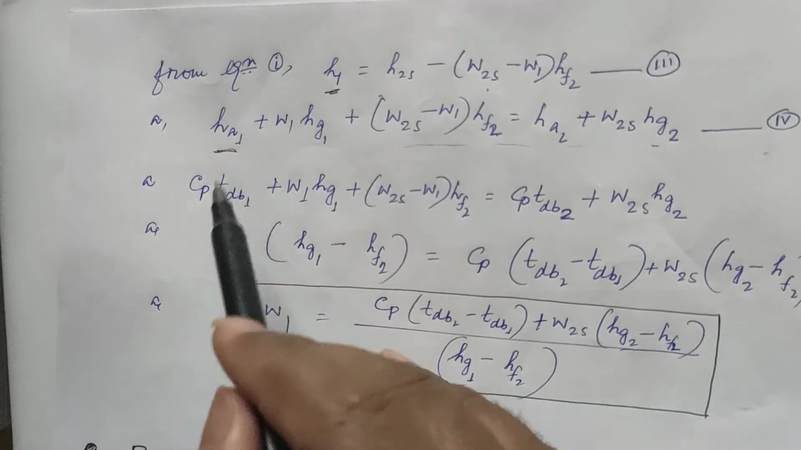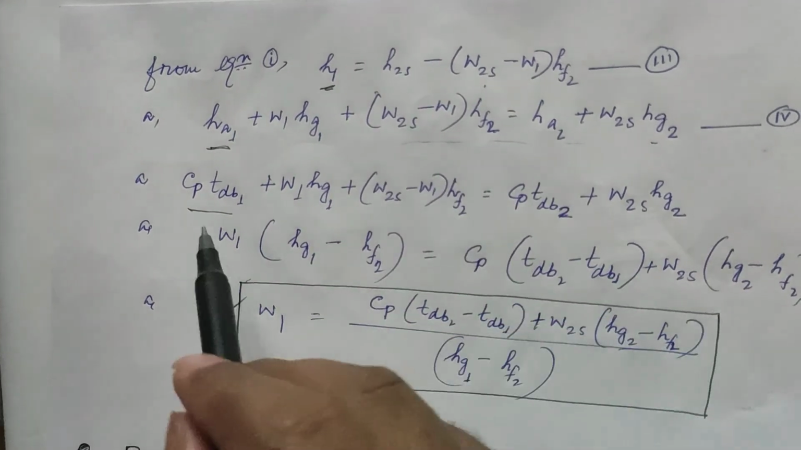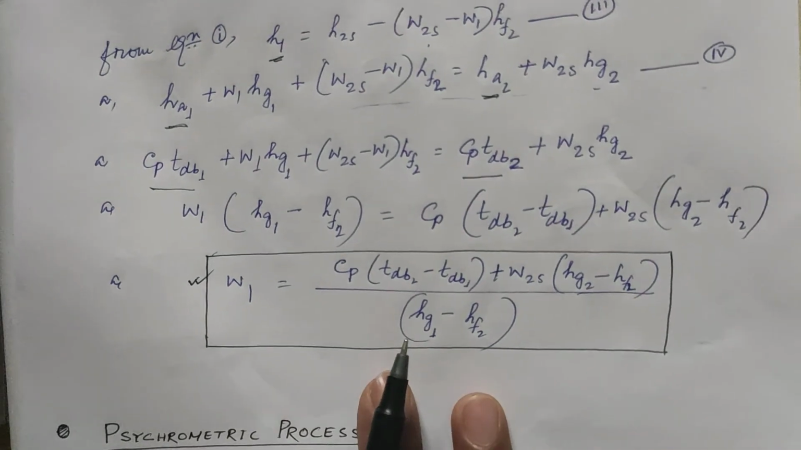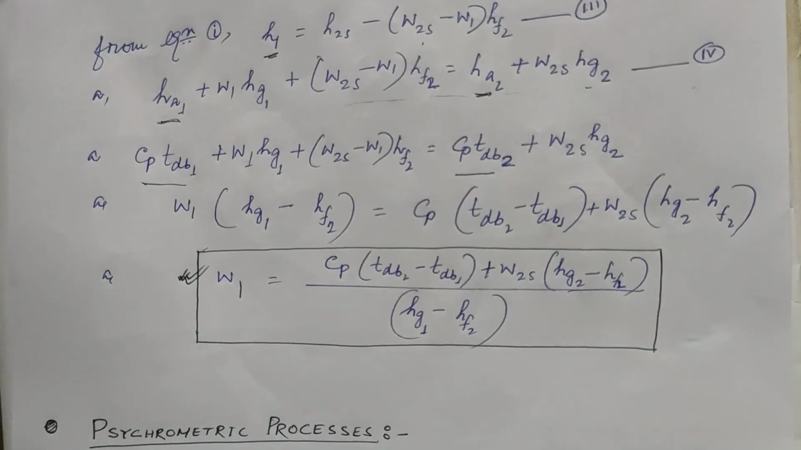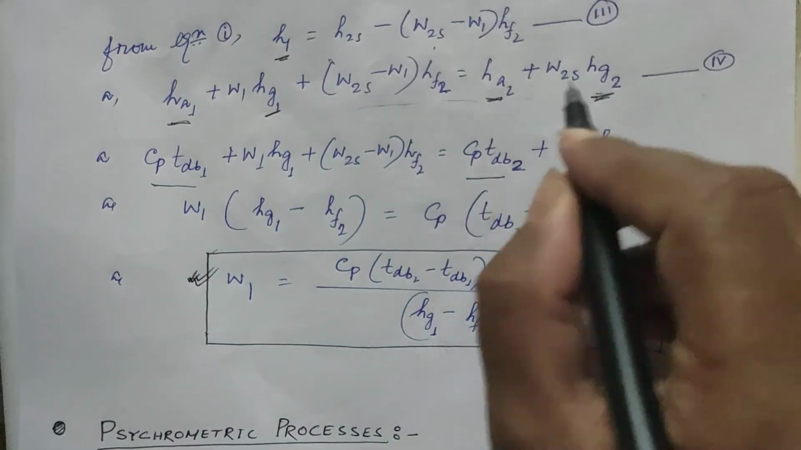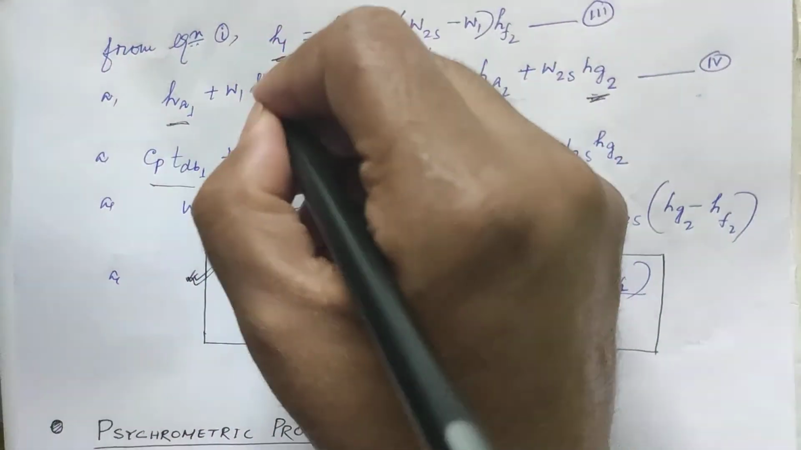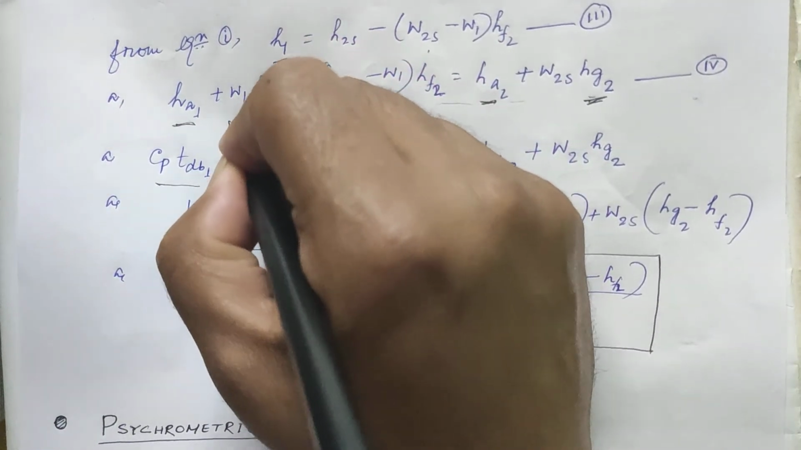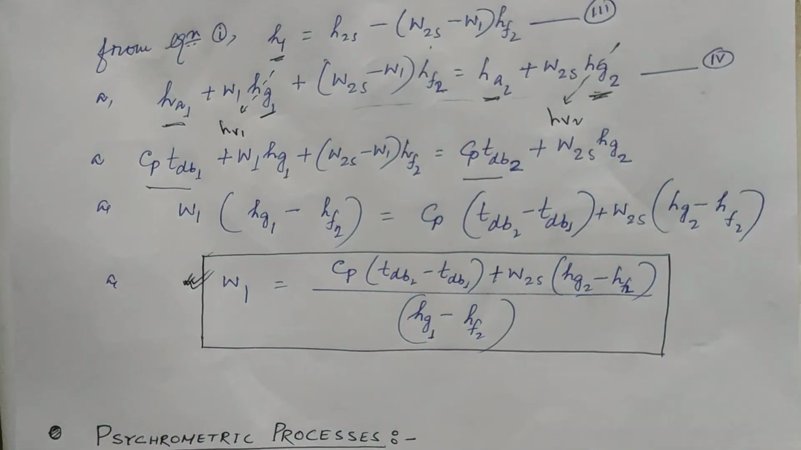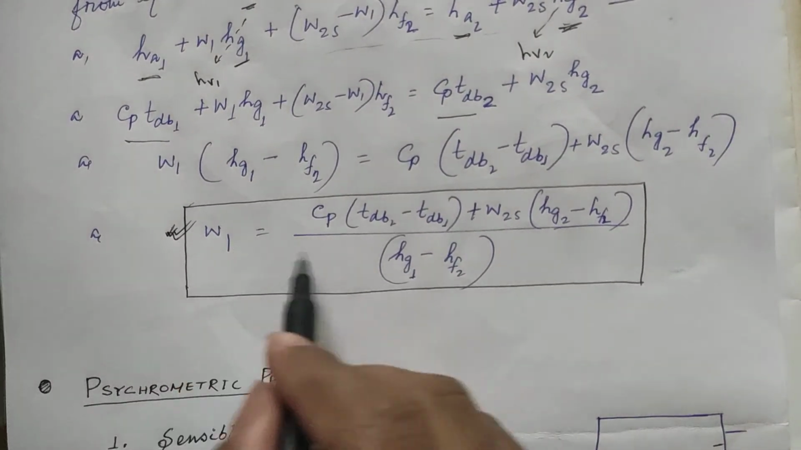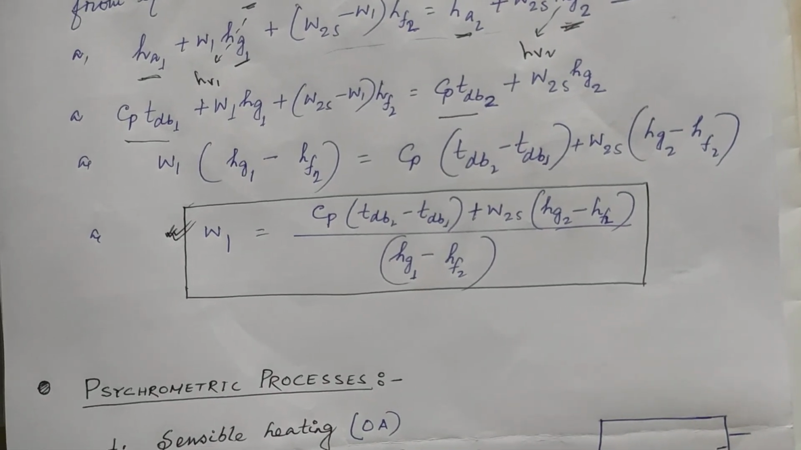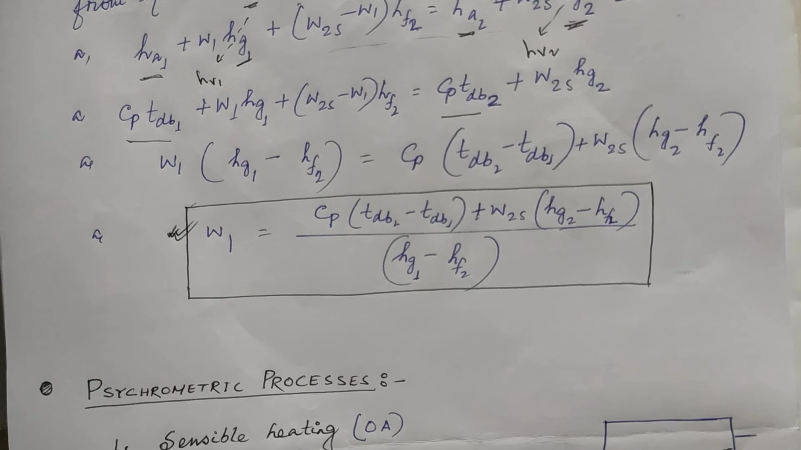Now replacing enthalpy of dry air by Cp into T, the final expression will be like this. Here we have used Hg1 and Hg2, which are nothing but Hv1 and Hv2, vapor or gas. So this is the final expression for W1, the specific humidity of the incoming unsaturated air.